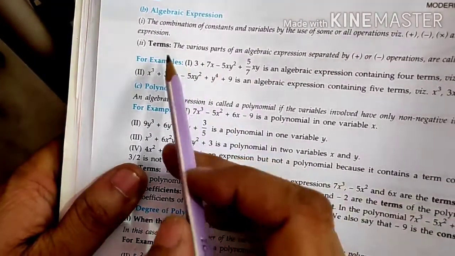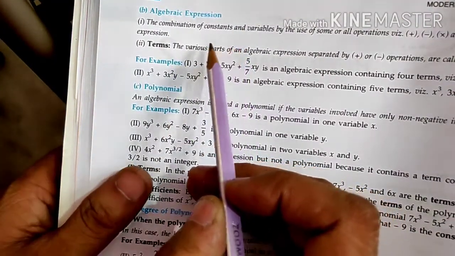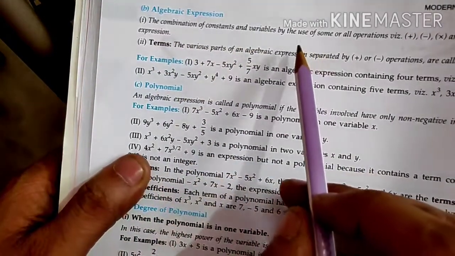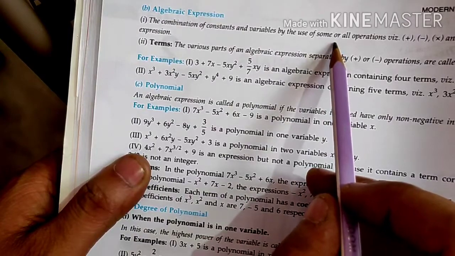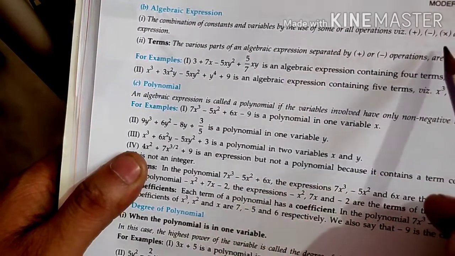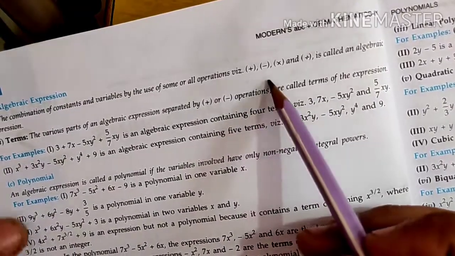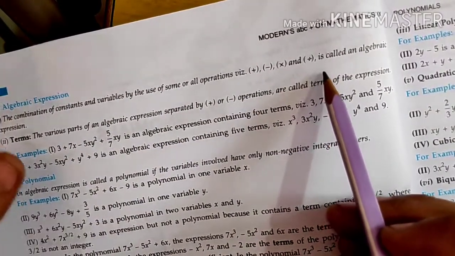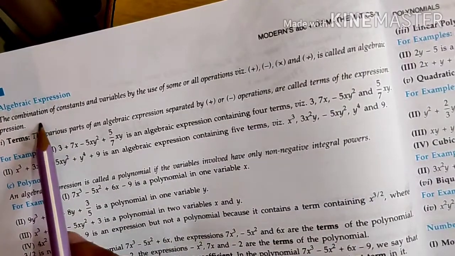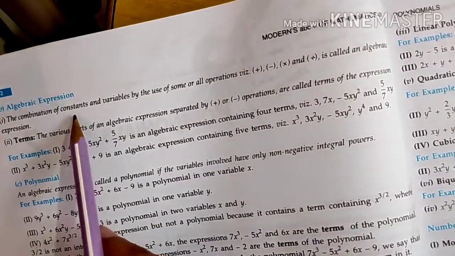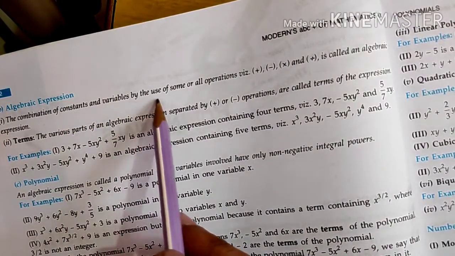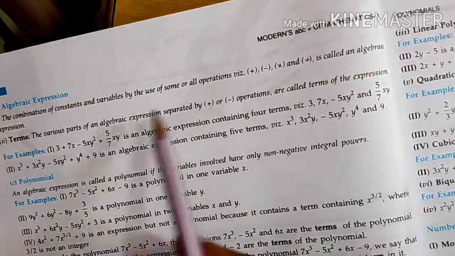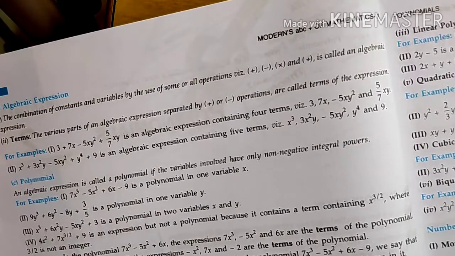Now comes to the algebraic expression. The combination of constants and variable by the use of sum or all operations. Operation means addition, subtraction, multiplication and division. So the combination of constant and variables by the use of sum or all operation is called algebraic expression.